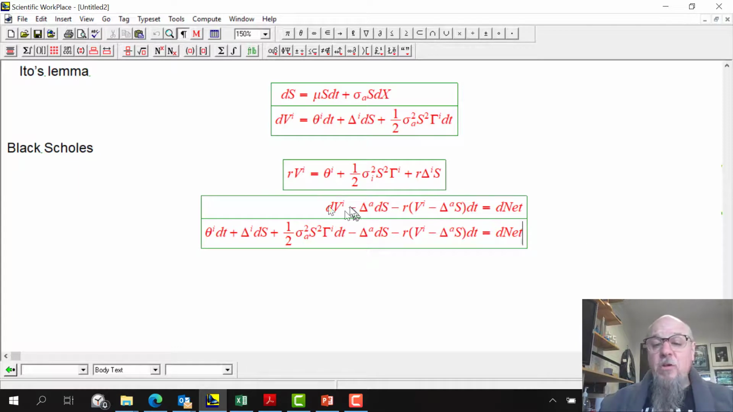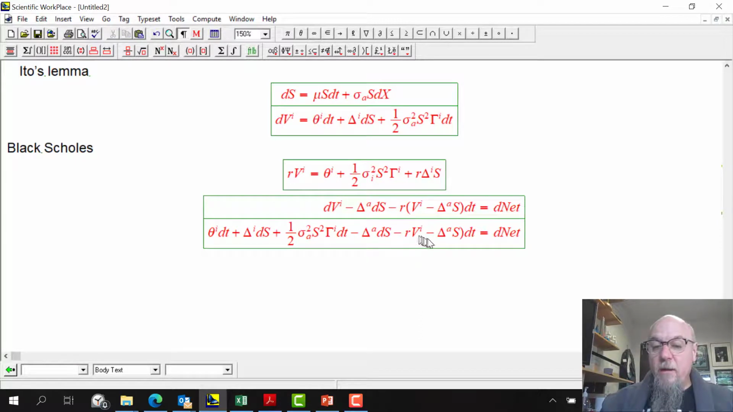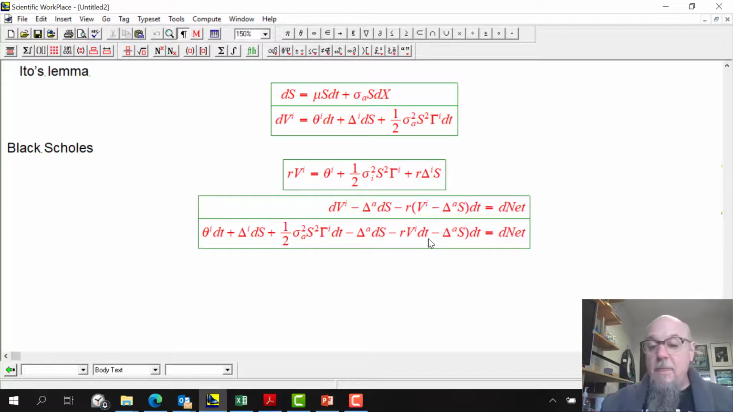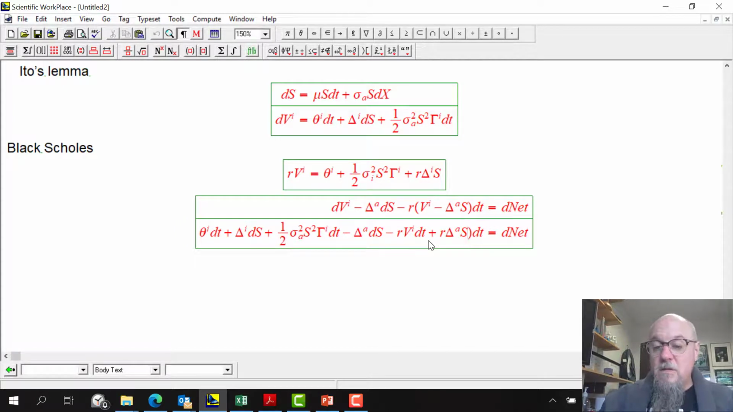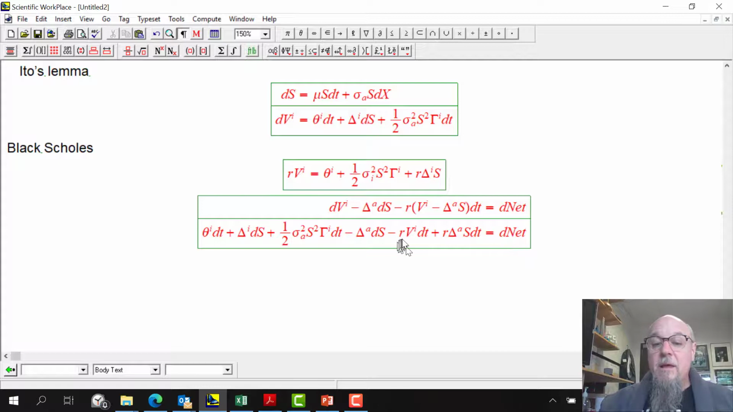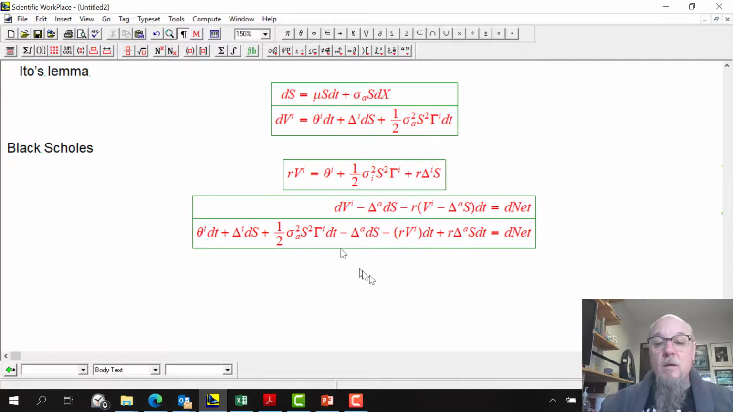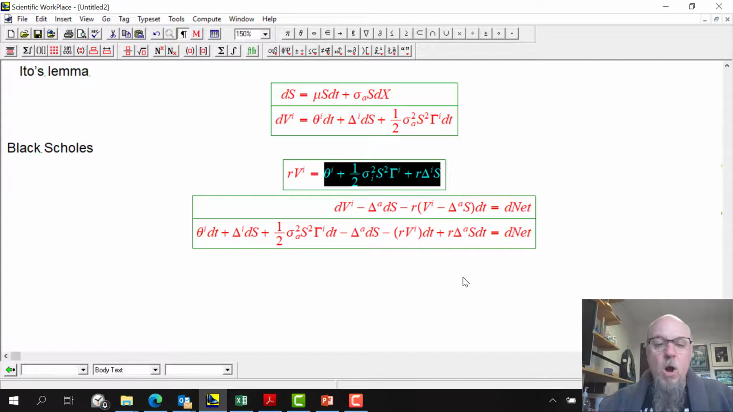Now, let's use this Black-Scholes to replace this piece. But here I've got a minus r dt. I'm going to multiply that through the bracket. So that'll make this a plus r with the dt. So I'm just expanding that bracket because then I've got this piece here, which I can replace with this expression from Black-Scholes, that RV.